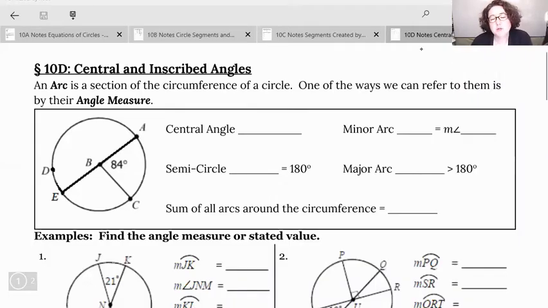Today we're going to start looking at angle measures compared to the different segments that we have in circles. Now, the two main ones that we're going to be looking at today are called either central angles or inscribed angles. Let's start with our central angles.